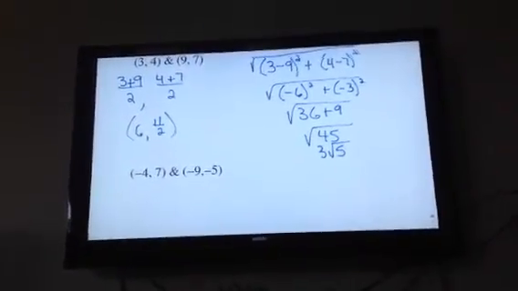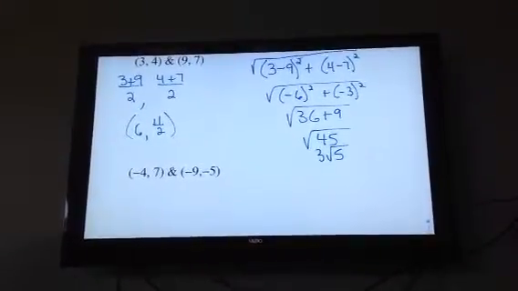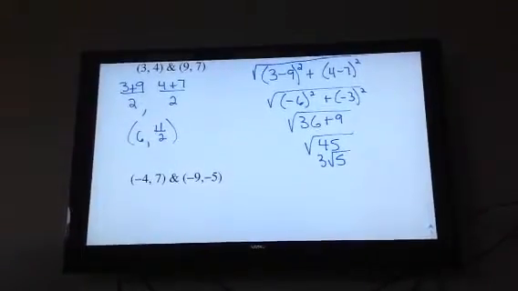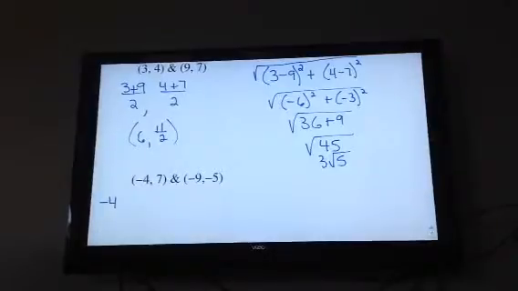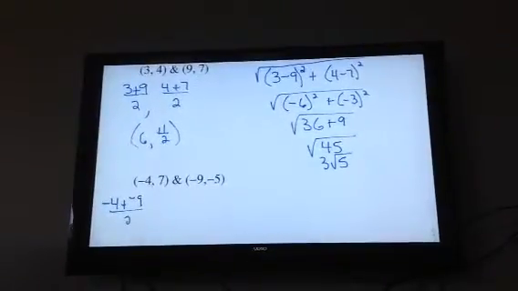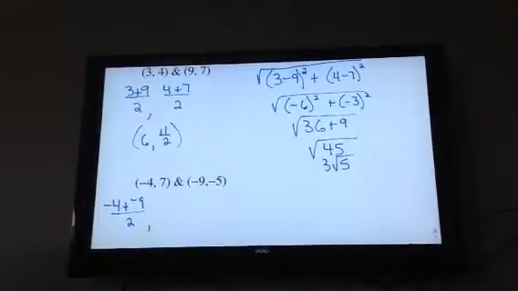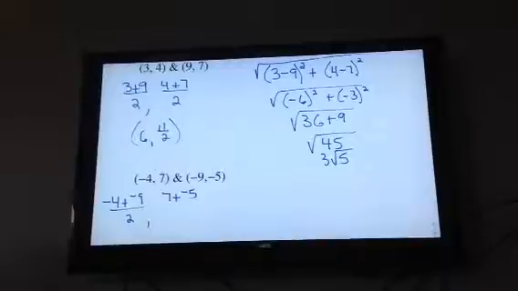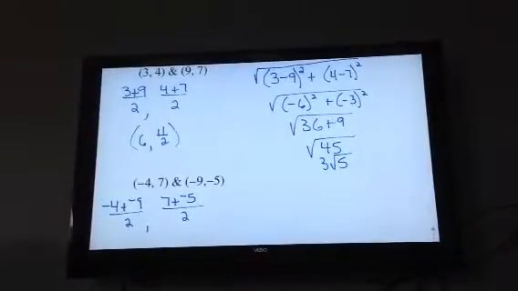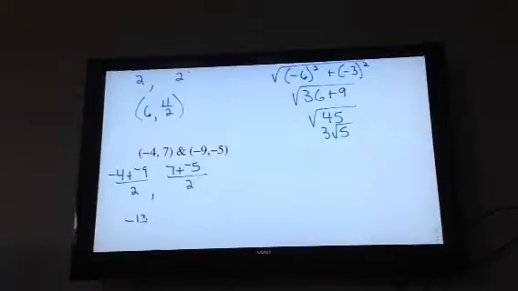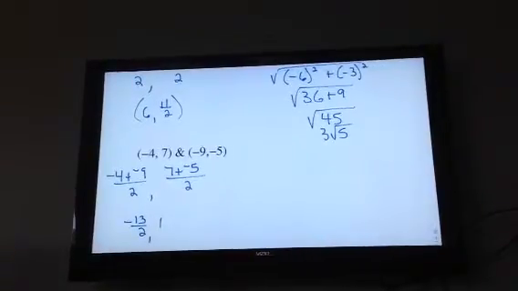Okay, let's do one more. So my x-coordinate of my midpoint, I'm going to take my x, -4, plus my other x, -9, divide by 2, and my y, which is 7, plus my other y, -5, and divide by 2. So I get -13/2, and 2/2, which is 1.